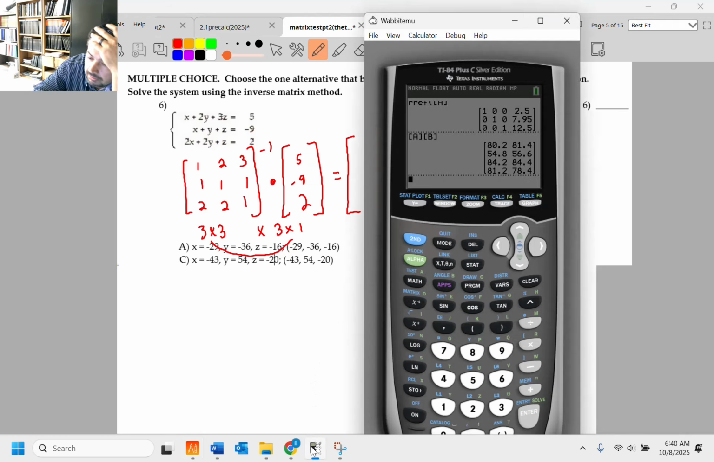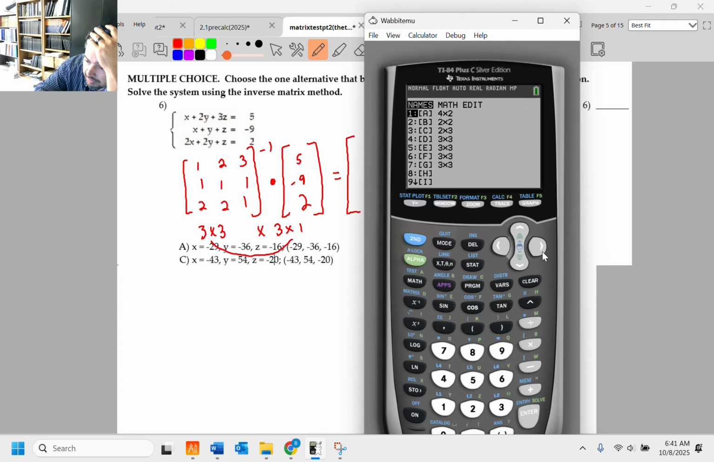A couple of y'all did double REF, and your test explicitly says do inverse method. That's what it says. So A is going to be a 3 by 3.